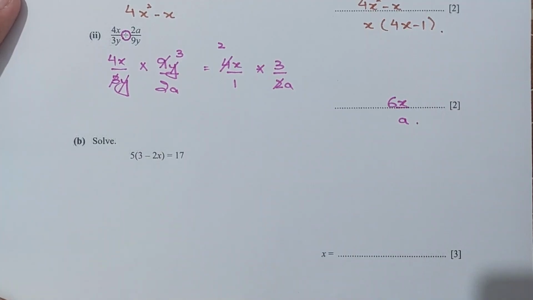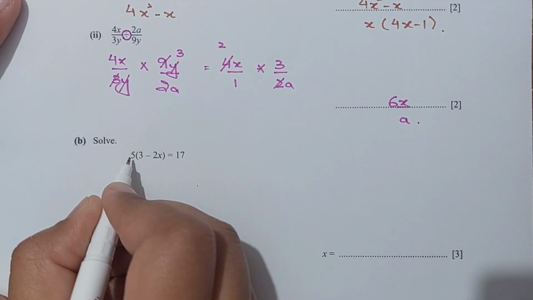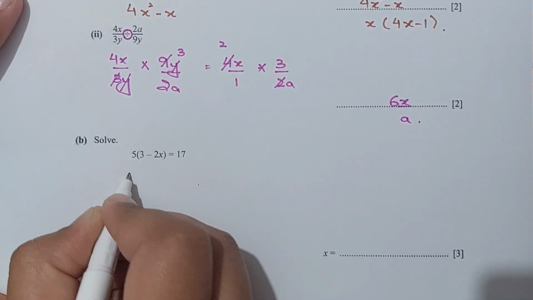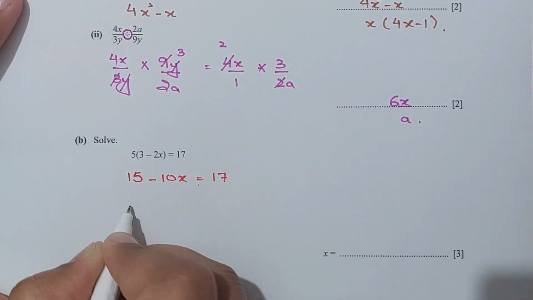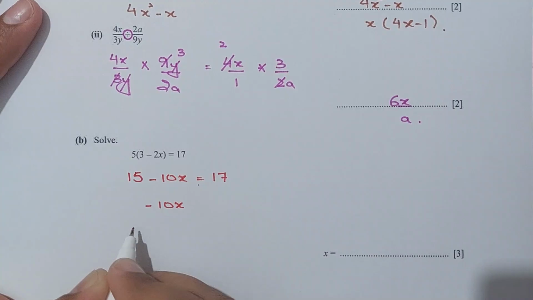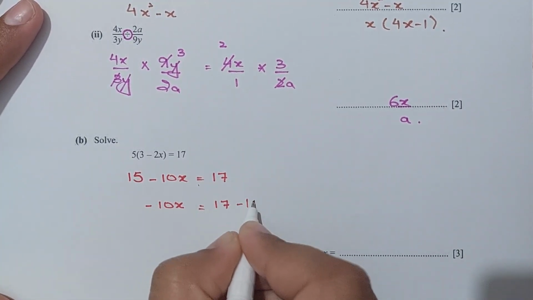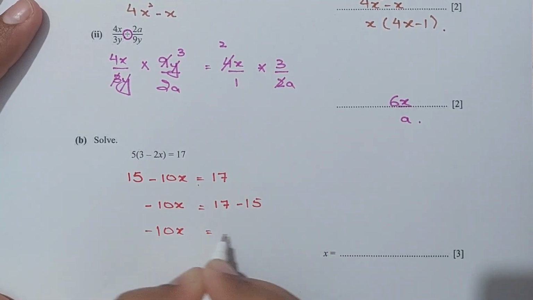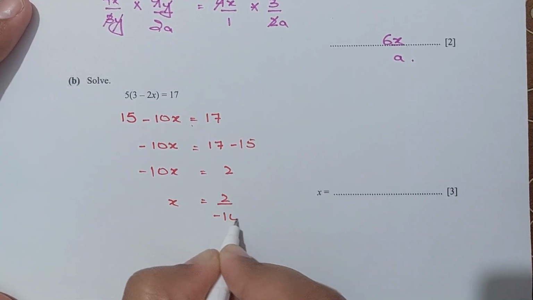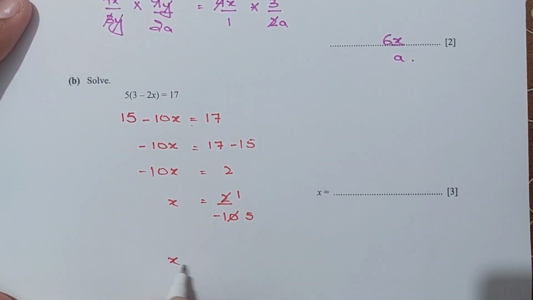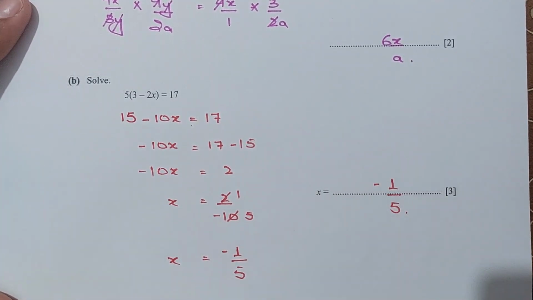Part B, we have to solve this. 5 times 3 is 15. Yes, 5 times 2 is negative 10x. This is equal to 17. So we have minus 10x. Keep the variables on the left side and the constants on the right side. 17 subtract 15. So negative 10x equals 2. From 17 take away 15 is 2, and x would be equal to 2 out of minus 10. 2 times 1 is 2, 2 times 5 is 10. So the answer for x is 1 over 5 with a negative sign, minus 1 out of 5.